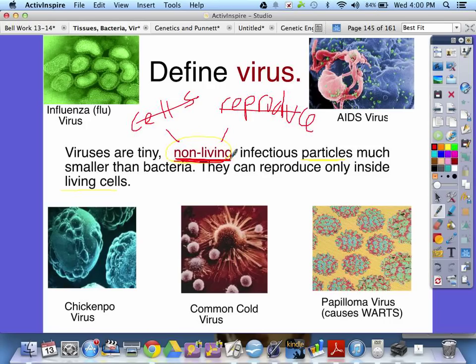Some examples of a virus are the flu, called influenza, chicken pox, the common cold, human papillomavirus, which causes warts, that's HPV that you hear about, and AIDS. AIDS attacks the immune system, so it attacks your white blood cells, which means you have no immune system. AIDS itself actually does not kill you. What kills you is all the other things that you contract because you do not have an immune system and you can't fight it off, like the common cold or a bacterial infection and things like that.